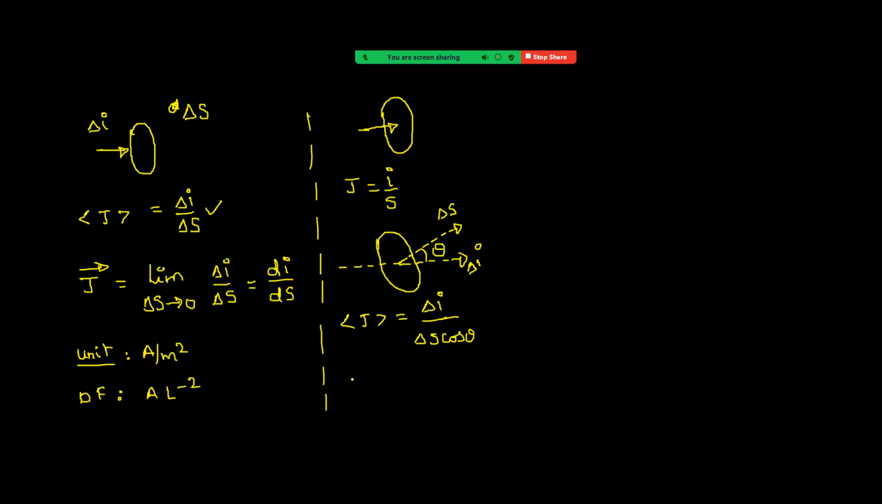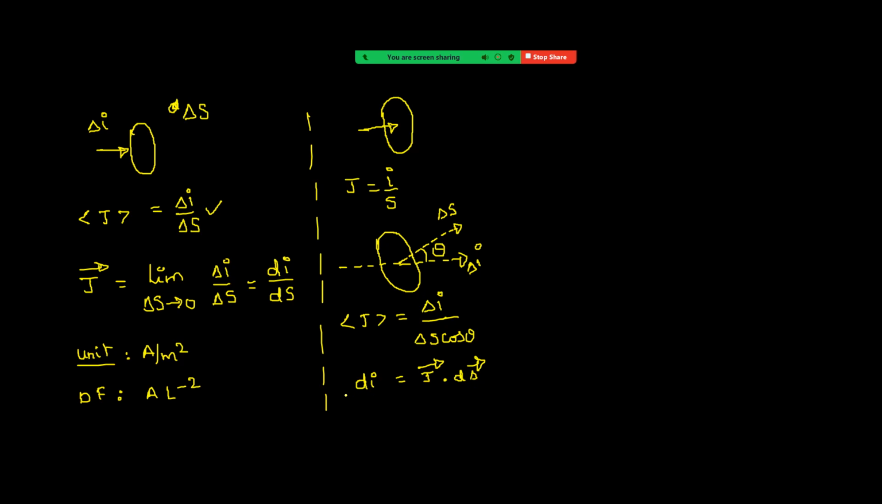Next, suppose we want to calculate a current, how much current is passing through the cross section. Then see what we can write. From the definition of current density, dI is equal to J bar dot dS bar. This gives us the current passing through a small cross section area, that is dS bar.